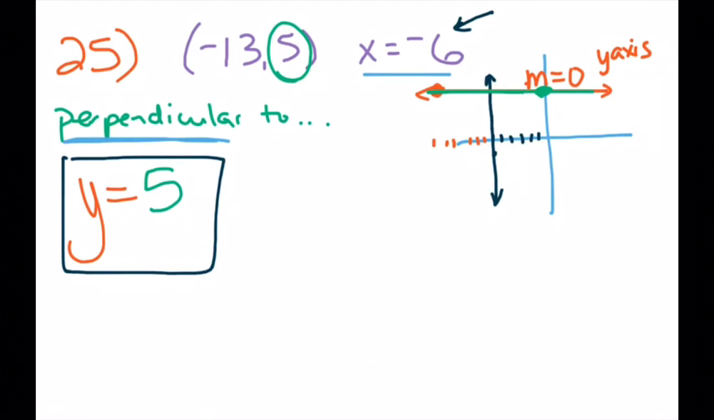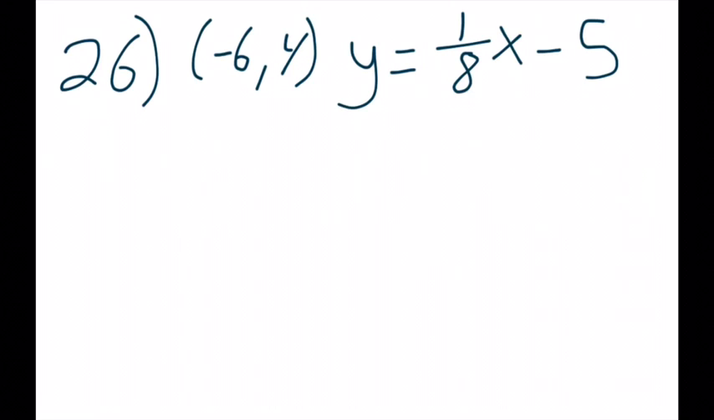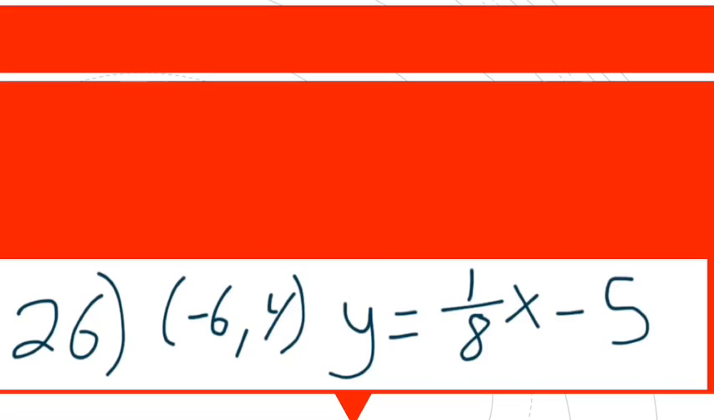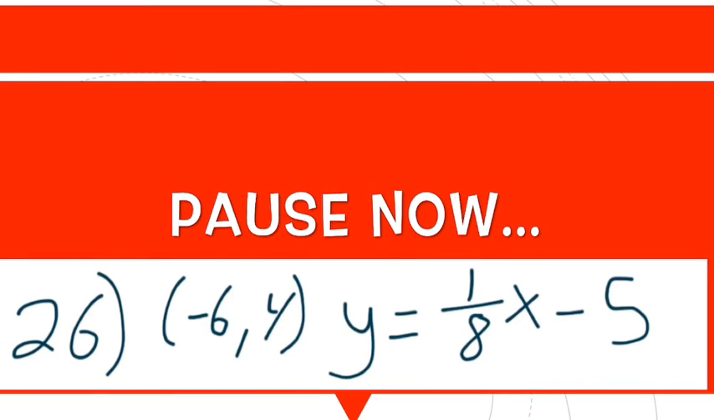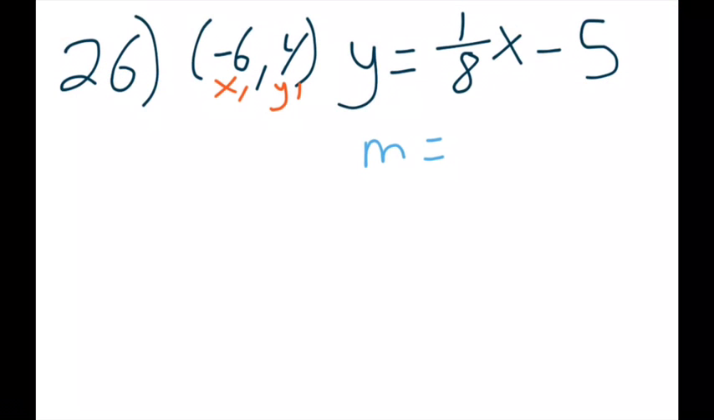Okay, last problem, 26. y equals 1/8 x, subtract 5. Okay, the slope of this equation, y equals 1/8 x, subtract 5, is 1/8. Since this slope is positive, the slope I need to use should be negative. 1/8, the reciprocal of that is 8 over 1, which is the same thing as just 8. So 1/8 and negative 8 are opposite reciprocals.